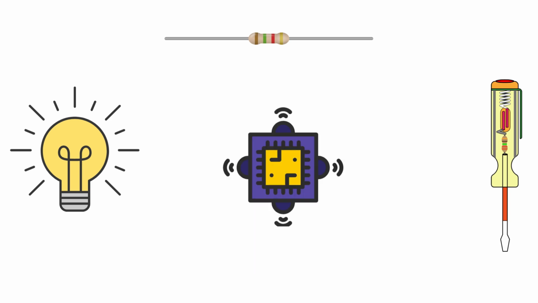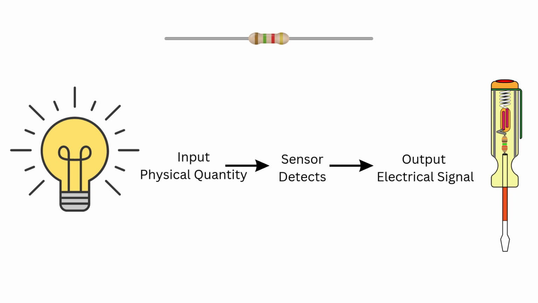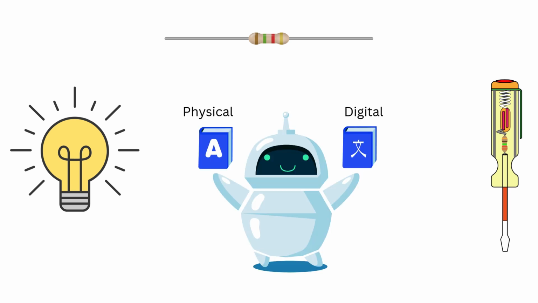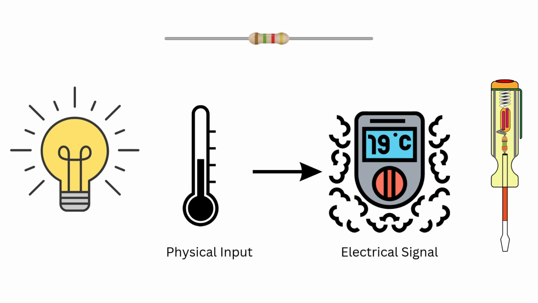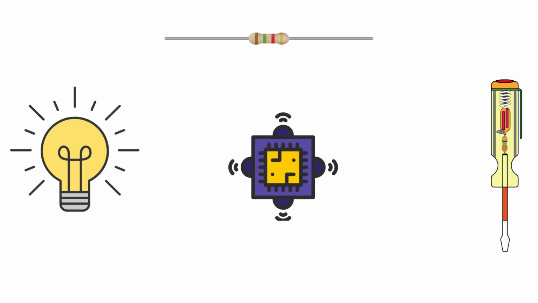So, what exactly is a sensor? Think of a sensor as a device that detects changes in its environment and converts them into signals that we or a system can understand. It's like a translator between the physical world and the digital world. For example, a temperature sensor can measure the heat in a room and send that information to your air conditioner. Cool, right? Now, how do sensors actually work?